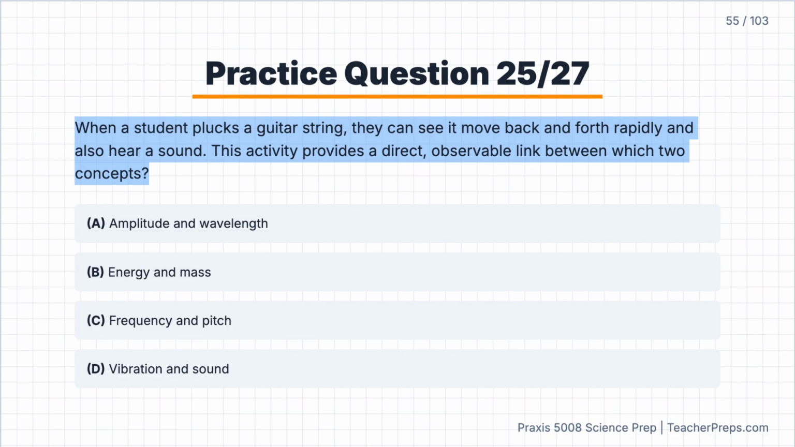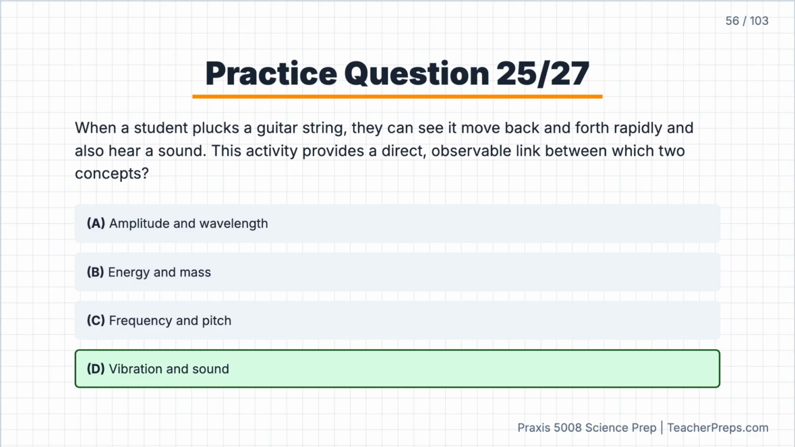The correct response is option D, vibration and sound. This activity makes the source of the sound actually visible, and students would be able to directly see the string vibrating and then simultaneously hear the sound that it produces.